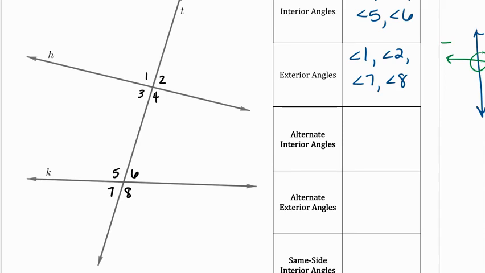When I'm looking at alternate interior angles, I'm going to pick one of my interior angles. Let's say I pick number 3. Its alternate interior angle would be on the other side of the transversal, but still on the interior, so it's going to be angle 6. So my alternate interior angles could be angle 3 and angle 6. And there's another pair, the ones on the other side: angle 4 and angle 5. Those are also a pair of alternate interior angles.